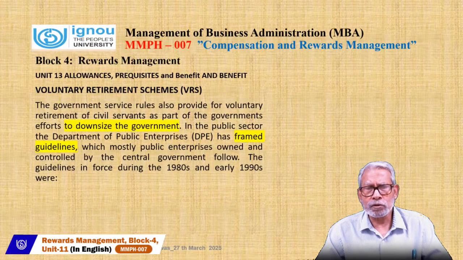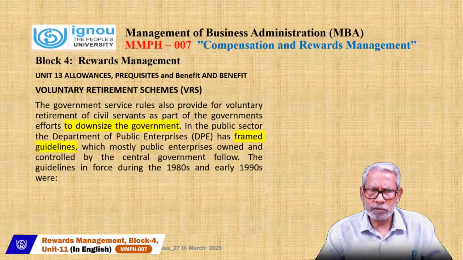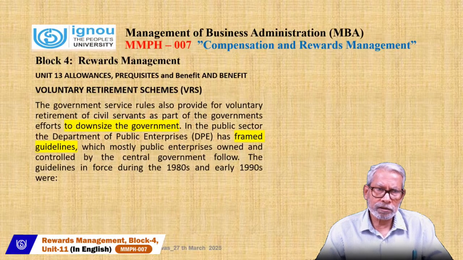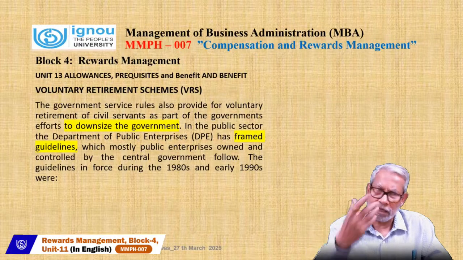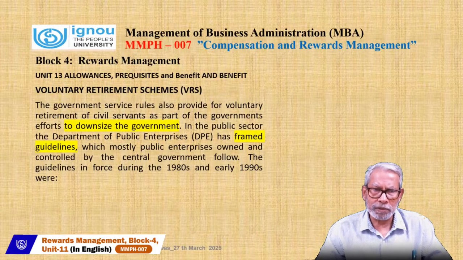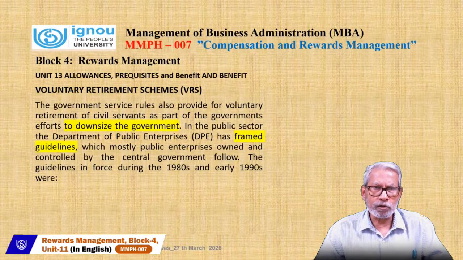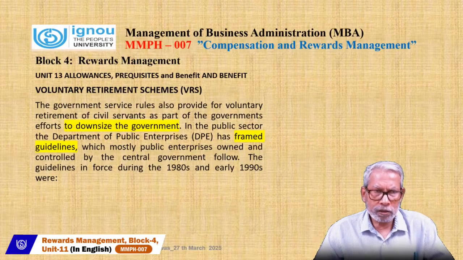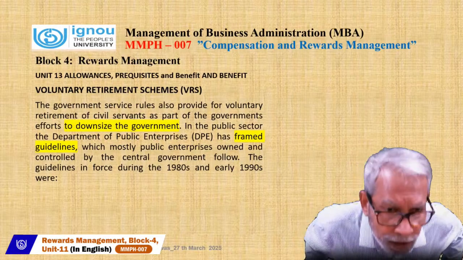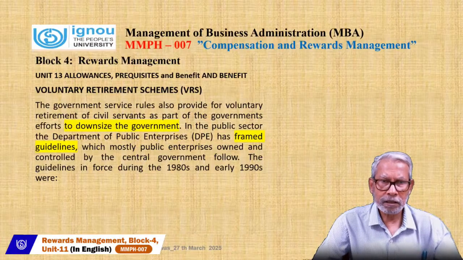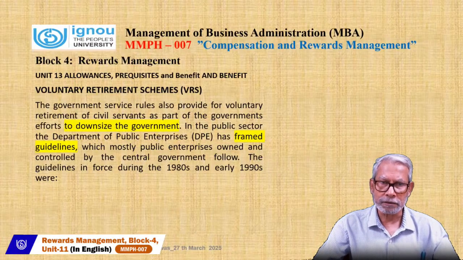Now, government service rules also provide for voluntary retirement for civil servants as part of the government's effort to downsize the government. And the DPE, the Department of Public Enterprises, has framed guidelines for public enterprises owned and controlled by the central government. The guidelines were in force during the 1980s and early 1990s.